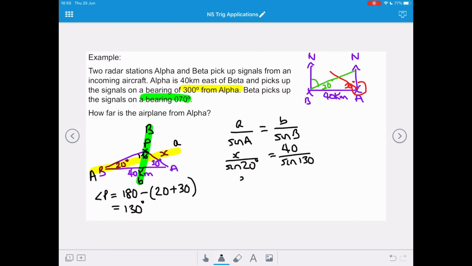We're going to multiply both sides by sine of 20 and get X equals 40 sine 20 all over sine 130. And we're going to put that into our calculator and end up with a length of X of 17.859 and so on. And we're going to round that to one decimal place of 17.9 kilometers, which is the distance of the aeroplane from Alpha.